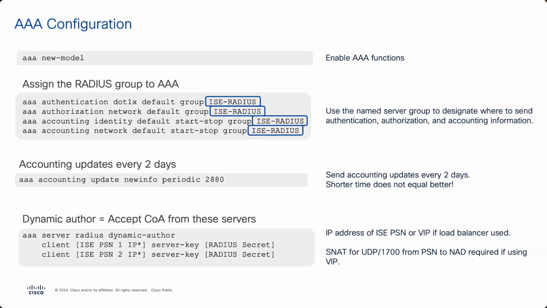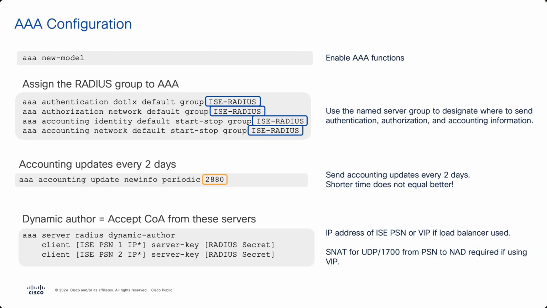Now, by default, accounting updates occur very frequently, and there's no reason to. When a session is live on the ISE server, ISE will keep it for 5 days if no accounting information is changed. So you plug in a printer. Printers usually just sit on the network and just sit. So that session's live.